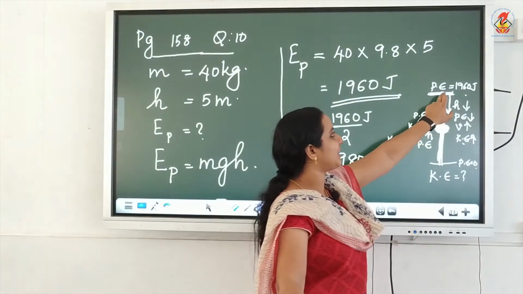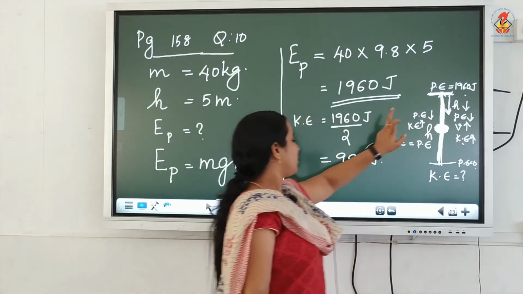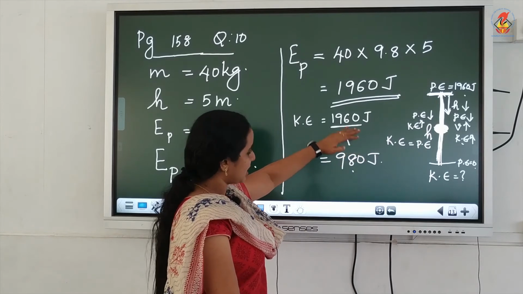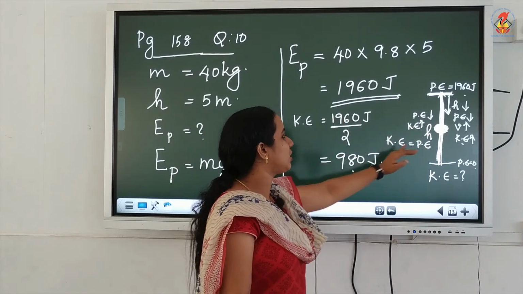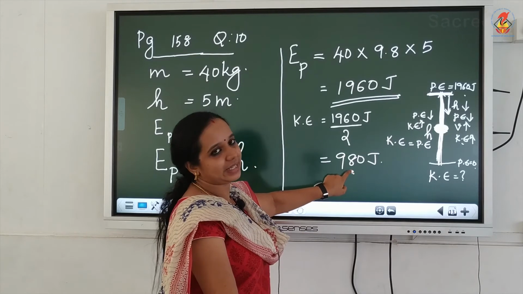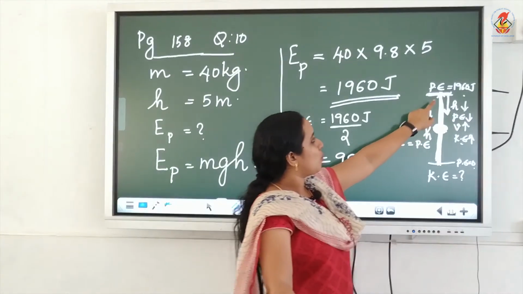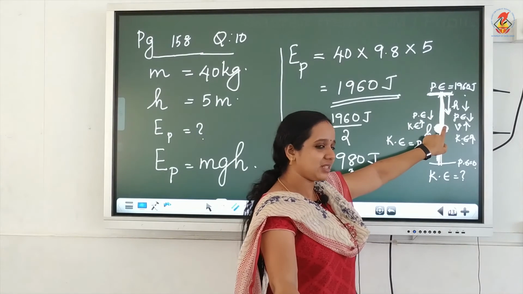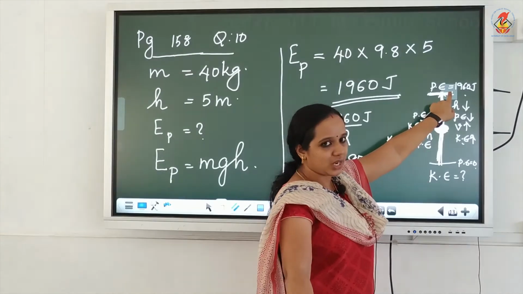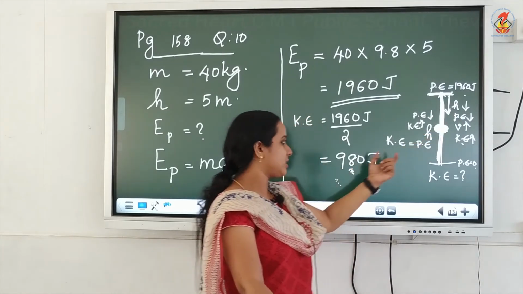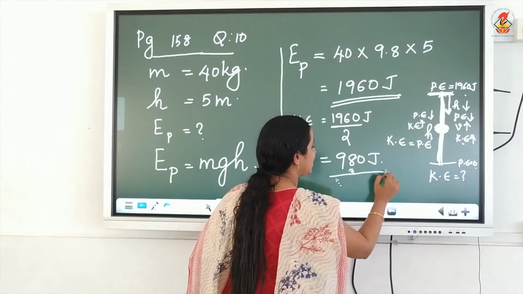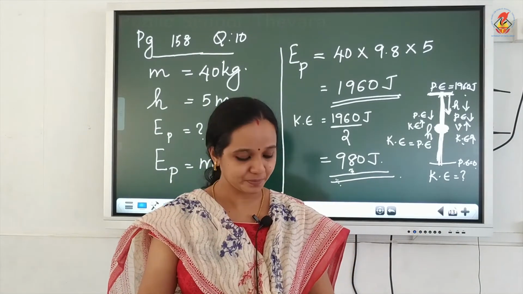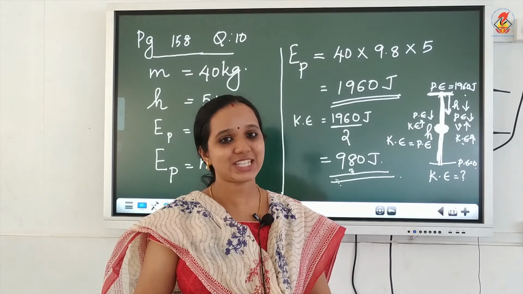So initially kinetic energy was 0. At midpoint, potential energy got half. That is, half of the potential energy got converted into kinetic energy. So when the object moves down and reaches half the distance, half of the potential energy got converted into kinetic energy, which is equal to 980 joules. Okay, that is question number 10.